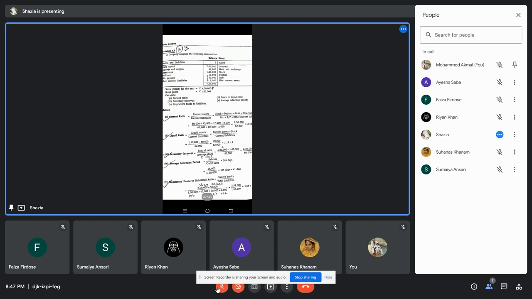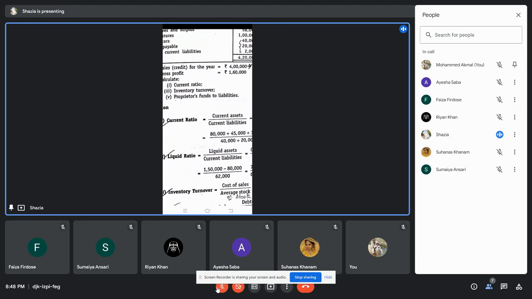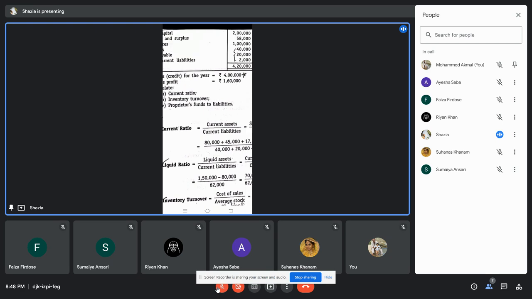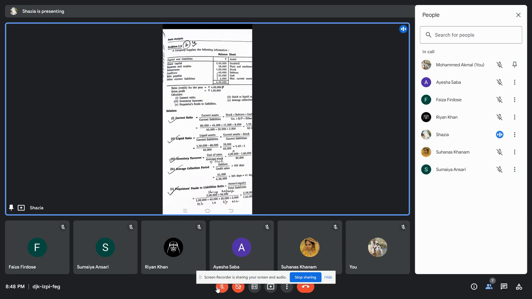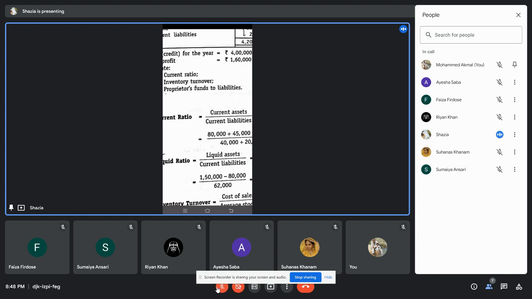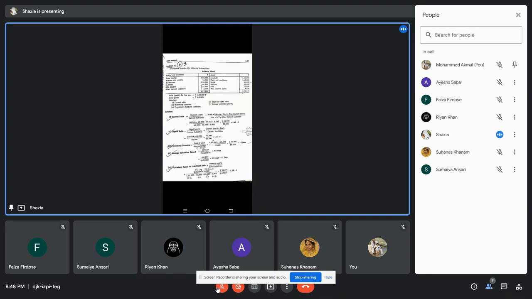Then the last one is proprietors fund to liabilities. Here they have directly given you. We just have to consider the total proprietors funds and divide that by total liabilities. Whenever they ask you like this, proprietors fund to liabilities, or they'll ask you proprietors fund to fixed assets, whatever is there, you just need to divide it. Proprietors fund divided by liabilities, or proprietors fund divided by fixed assets, like that. So first you find out what your proprietors fund is. That is nothing but your total capital of the company.